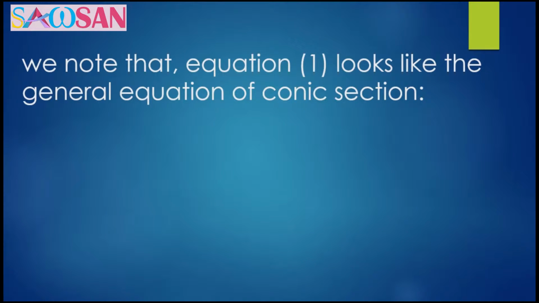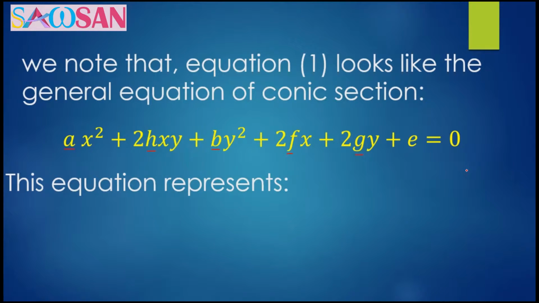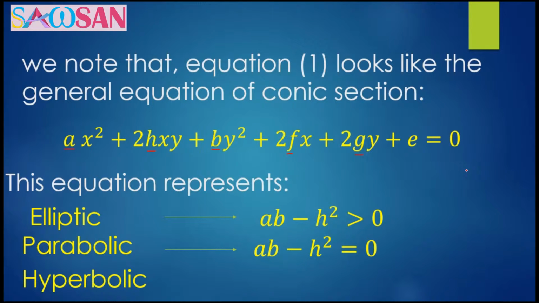We note that equation 1 looks like the general equation of a conic section, which takes the form a x² + 2h xy + b y² + 2fx + 2gy + e = 0. This equation represents an ellipse if ab − h² > 0, a parabola if ab − h² = 0, and a hyperbola if ab − h² < 0.